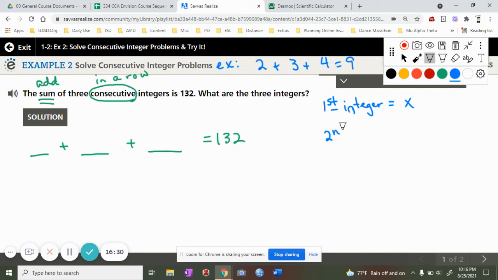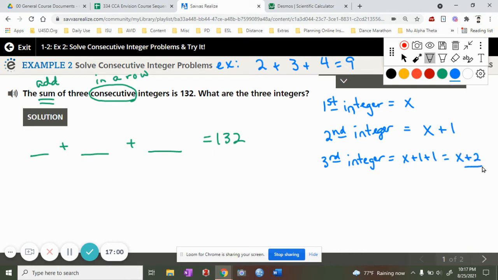So my second integer is going to be x, my original number, plus 1 more. 2 plus 1 gets me to 3. 2 plus 2 gets me to 4. So my third integer is the second integer plus another 1, and that is x plus 2. So I am going to use these 3 expressions to write my equation.